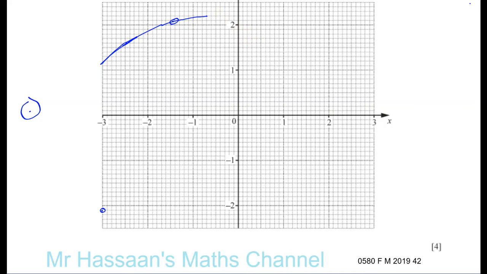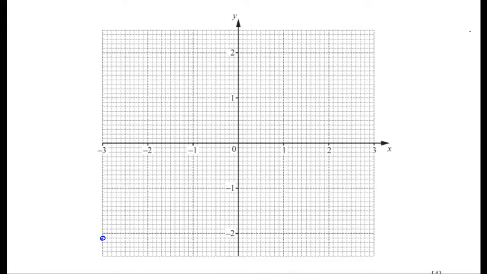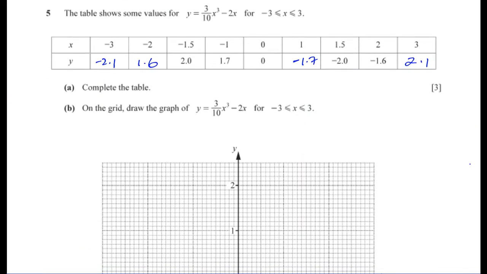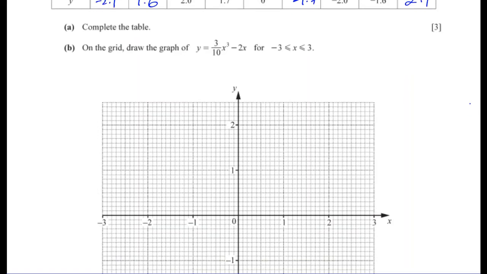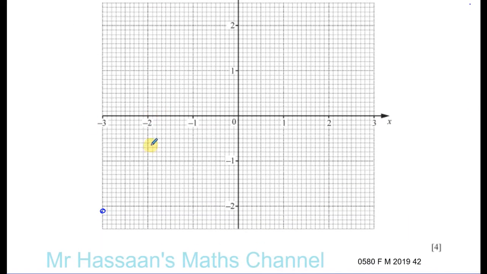So you have x equals minus 3 and y equals minus 2.1. Now x equals minus 2 and y equals 1.6. A big mistake that people make here is they stay on the negative side. They say minus 2 and minus 1.6. But it's not, it's minus 2 and positive 1.6, which is going to be right here. So be very careful when you are plotting your points that you don't make a mistake like that. Be careful of the signs. It's minus 2 for x and 1.6, not minus 1.6, for y.